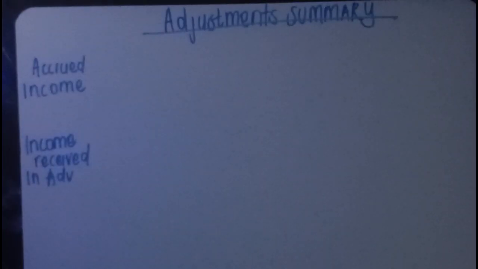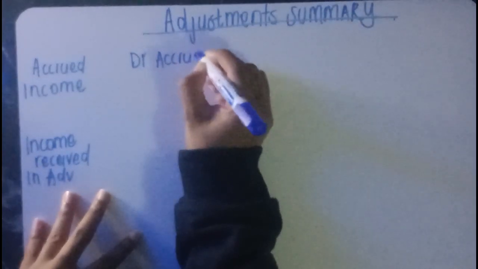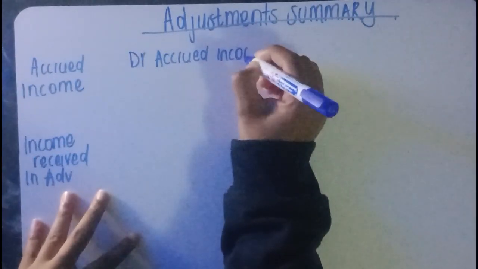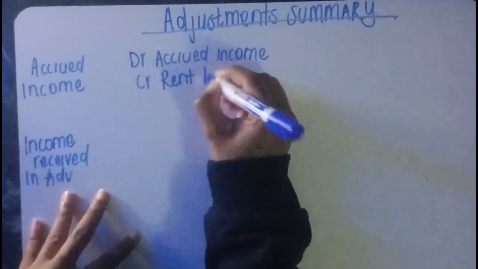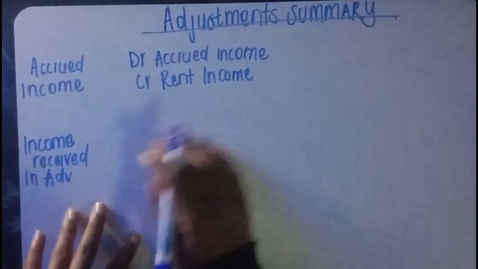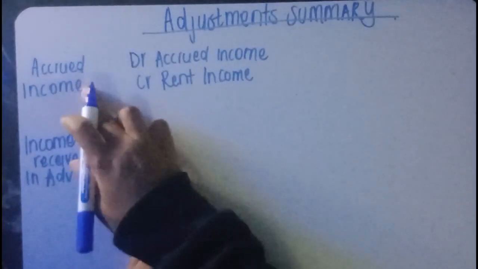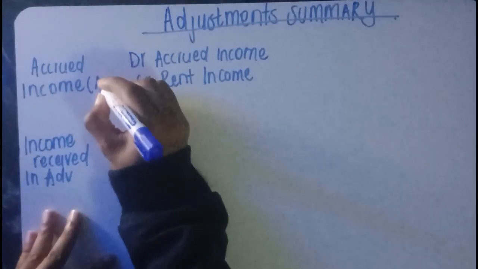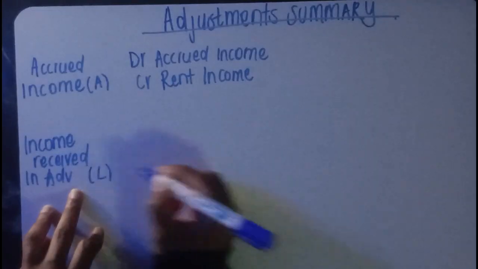So if they tell you that it's a normal transaction, and they say rent income was accrued, you know that you debit your accrued income, right? And you credit your rent income. Okay, how do I know that I debit my accrued income? It's because accrued income is a what? Is an asset, right? Accrued income is an asset, and income received in advance is a liability.